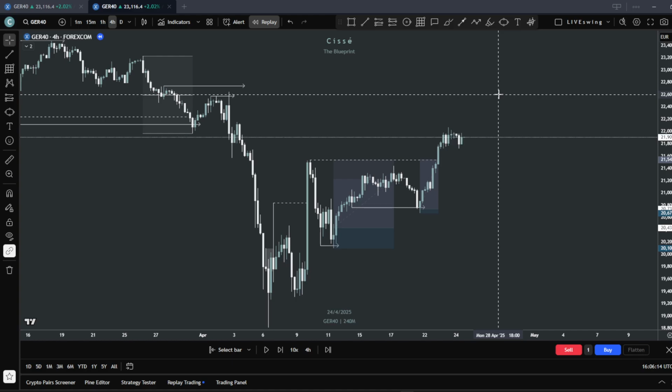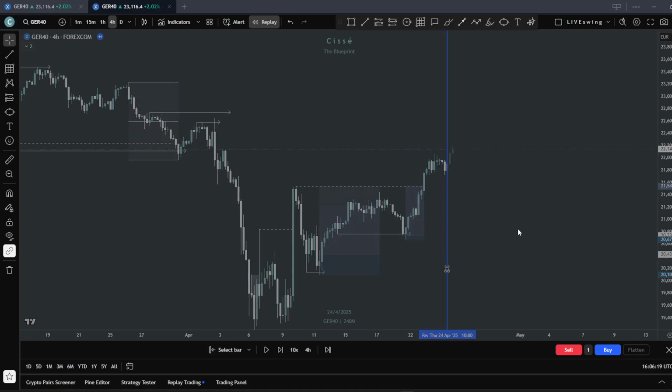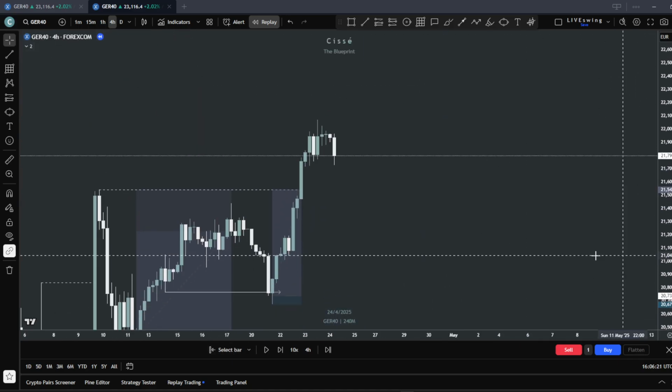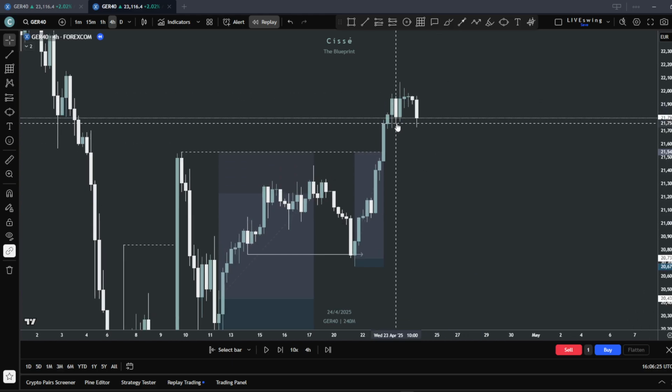Playing it on, I'm only looking for longs at this point. Oh, let me backtrack. We had a quick little trade there. So here we print a high. We have a small pullback, being that inside bar, and we took out the high.